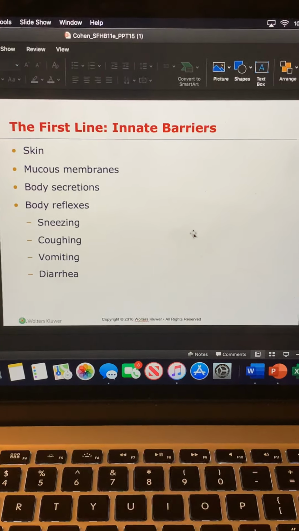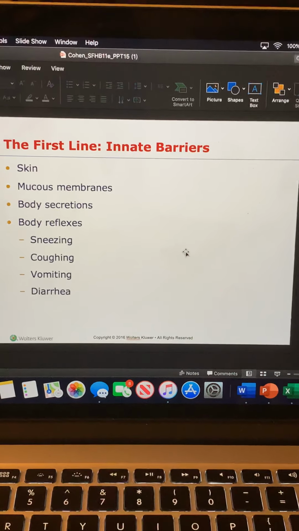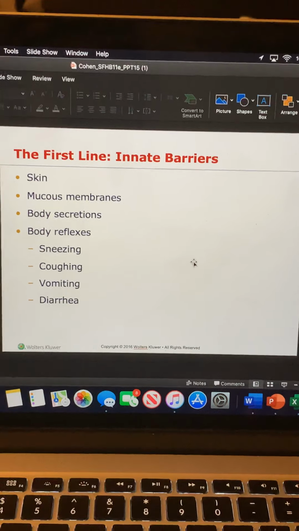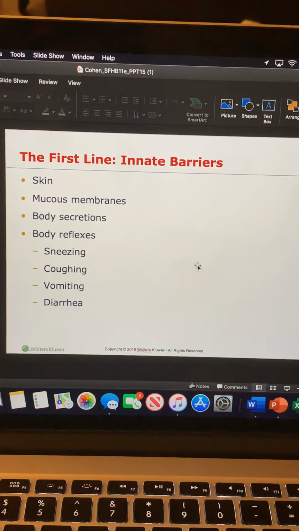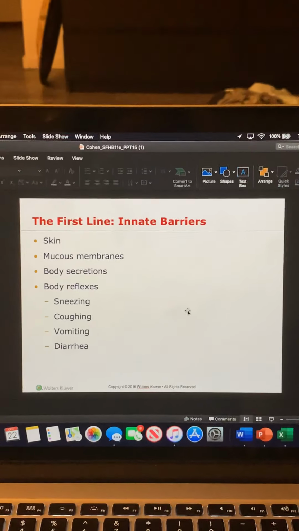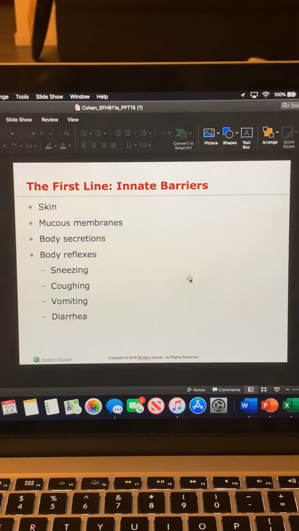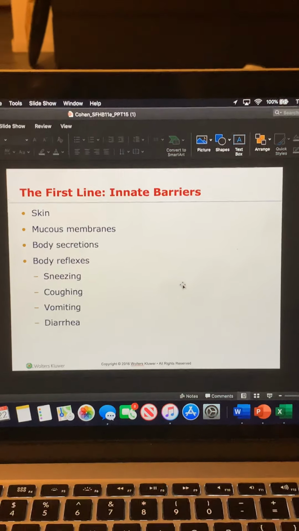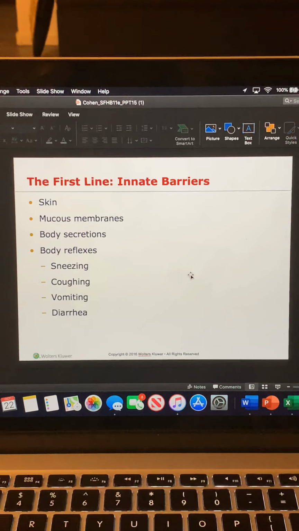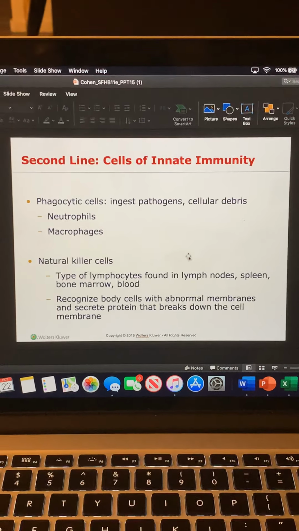There you have it again. Innate barriers, your skin, first line. Mucous membranes, body secretions, body reflexes like sneezing, coughing, vomiting, and diarrhea. So it's the releasing or the prevention of adherence of the bacteria and such, so that, you know, you don't ever get a chance to come into the body.